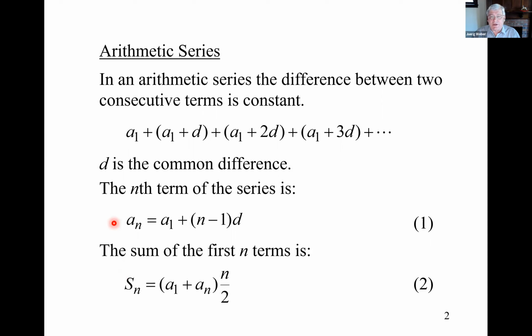In an arithmetic series, the difference between two consecutive terms is constant. So you begin with an initial number, A1. Then to this number, you can add a constant d. And then you add the constant d again. And you add the constant d again, and so on. d is called the common difference. So an arithmetic series actually increases in a stepwise fashion, the step always being d.